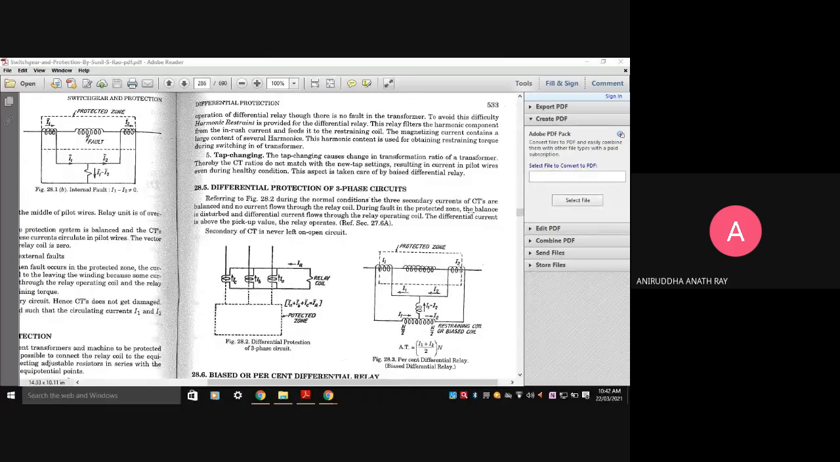I repeat once again: with the help of tap changing, the transformation ratio of the transformer can be changed. Thereby, the CT ratios do not match with the new tap settings, which results in current in the pilot wires even during healthy condition. So, this aspect is taken care of by the biased differential relay.